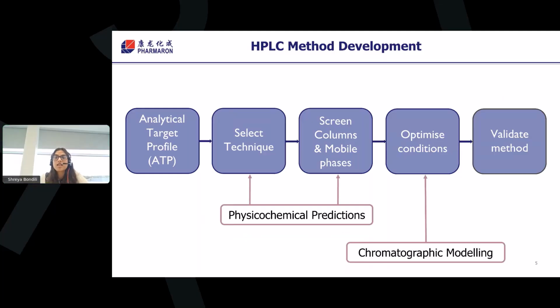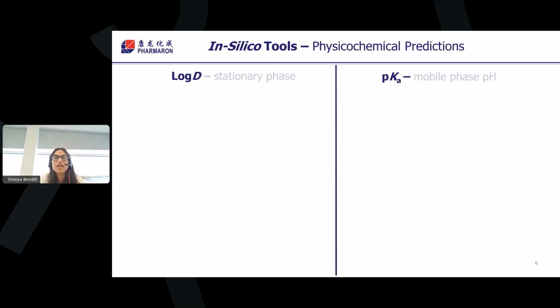In-silico tools can be leveraged to streamline this process. So today I'll be focusing on physicochemical predictions and chromatographic modeling. Physicochemical predictions can help guide selection of an appropriate technique and suitable screening columns or mobile phases. This allows for a more targeted screening approach, which increases the likelihood of finding a suitable combination the first time around. Chromatographic modeling allows multivariable optimizations, which minimizes the number of experiments required.